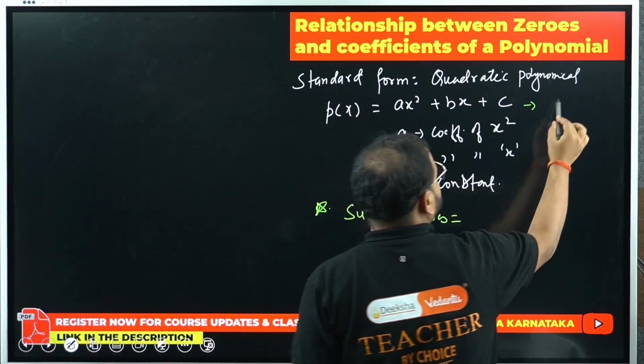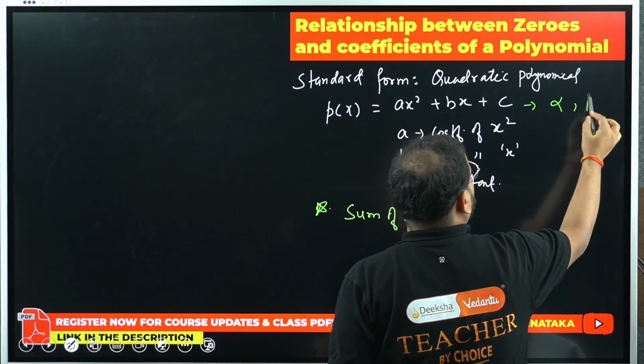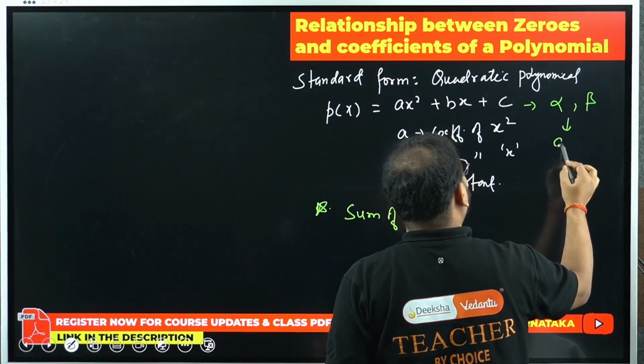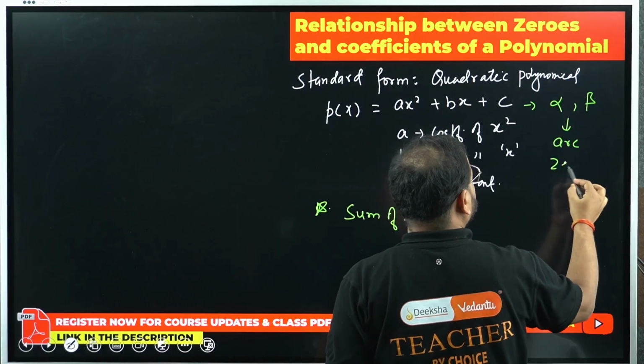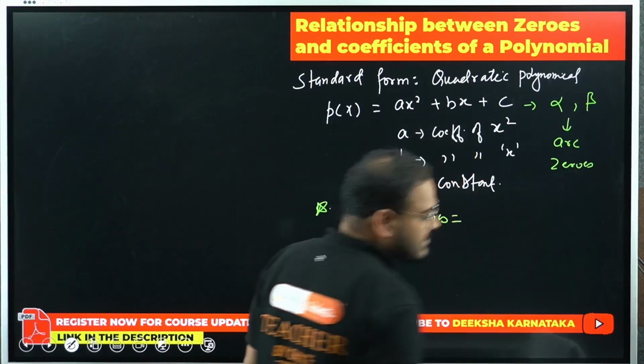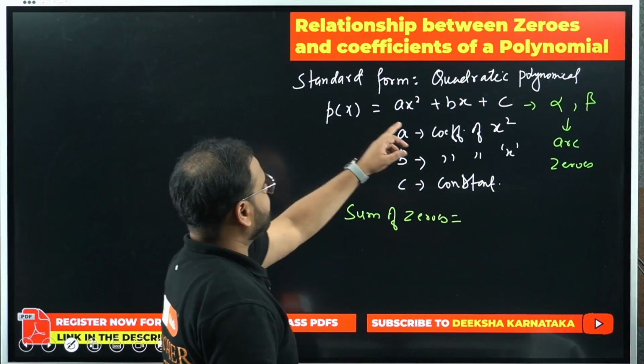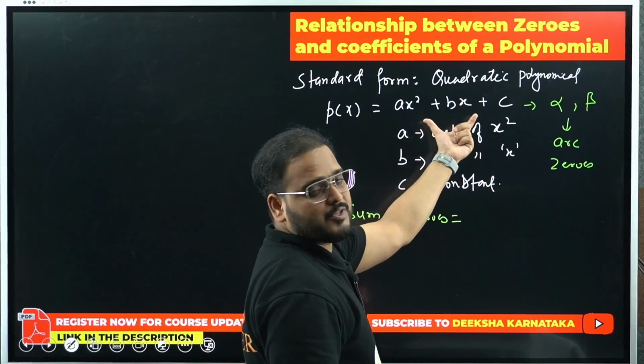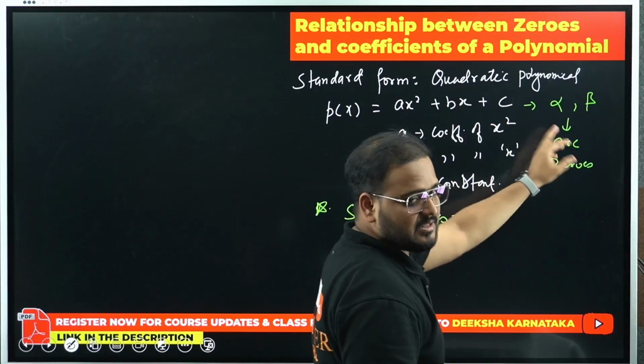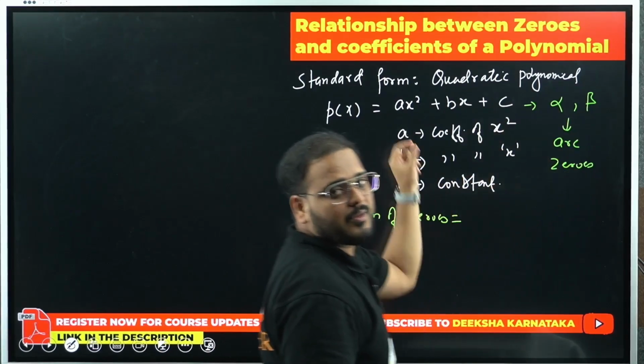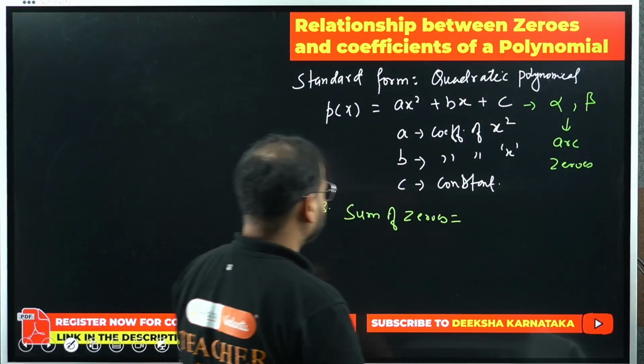So alpha and beta are what? Let's assume them to be the zeros. It means that if I replace this x by alpha, this whole thing will become 0, and if I replace this x by beta, again the whole thing, p(x), will become equal to 0. That's the meaning of the zero of a polynomial.